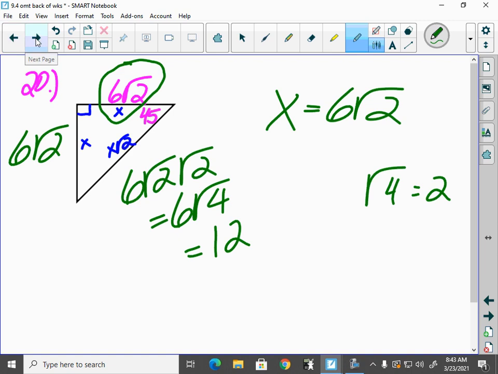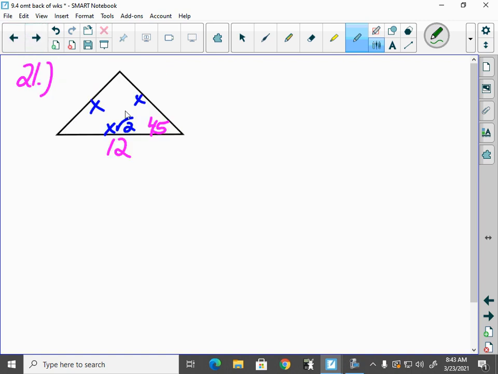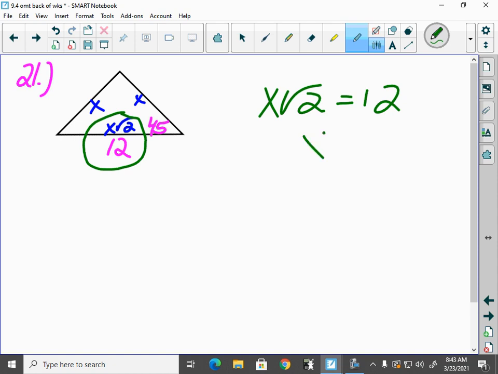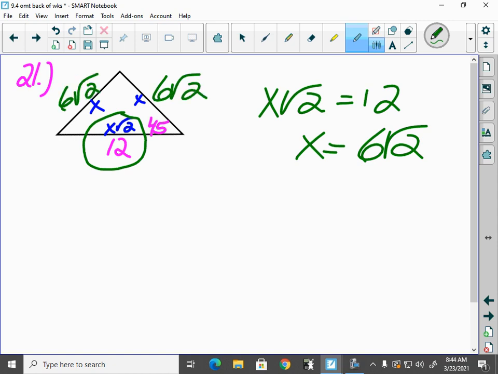Only 20 more to go. Here we go. Number 21. Hey, this is finally something where you kind of have to think. So it's x square root of 2 equals 12. I don't know how to solve that, but I gave you a shortcut. Divide by 2, they're on the square root of 2. Boom. Boom. Okay. Continuing.